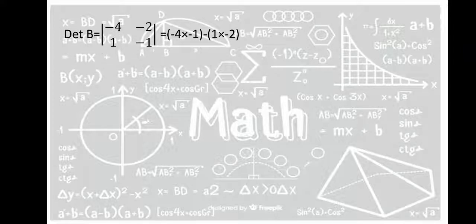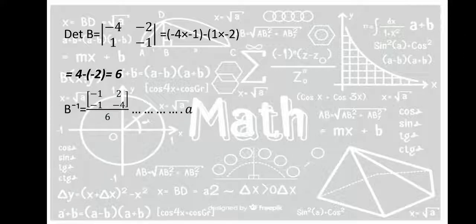Then determinant of B: first diagonal will be multiplied, -4 multiplied by -1, then minus sign, then non-diagonals will be multiplied, 1 multiplied by -2. -4 multiplied by -1 is 4, 1 multiplied by -2 is -2, so 4 minus minus is plus, 4 plus 2 is equal to 6.